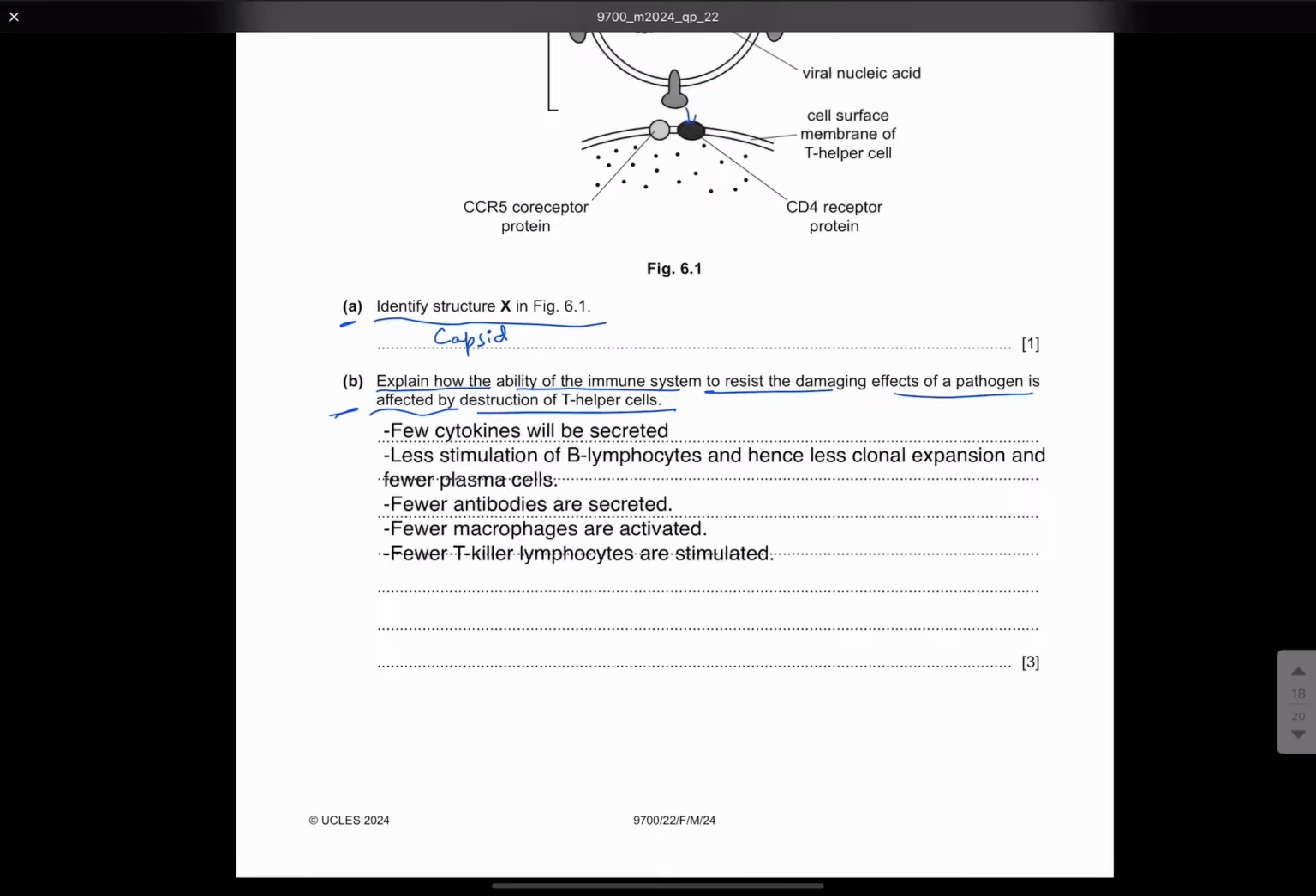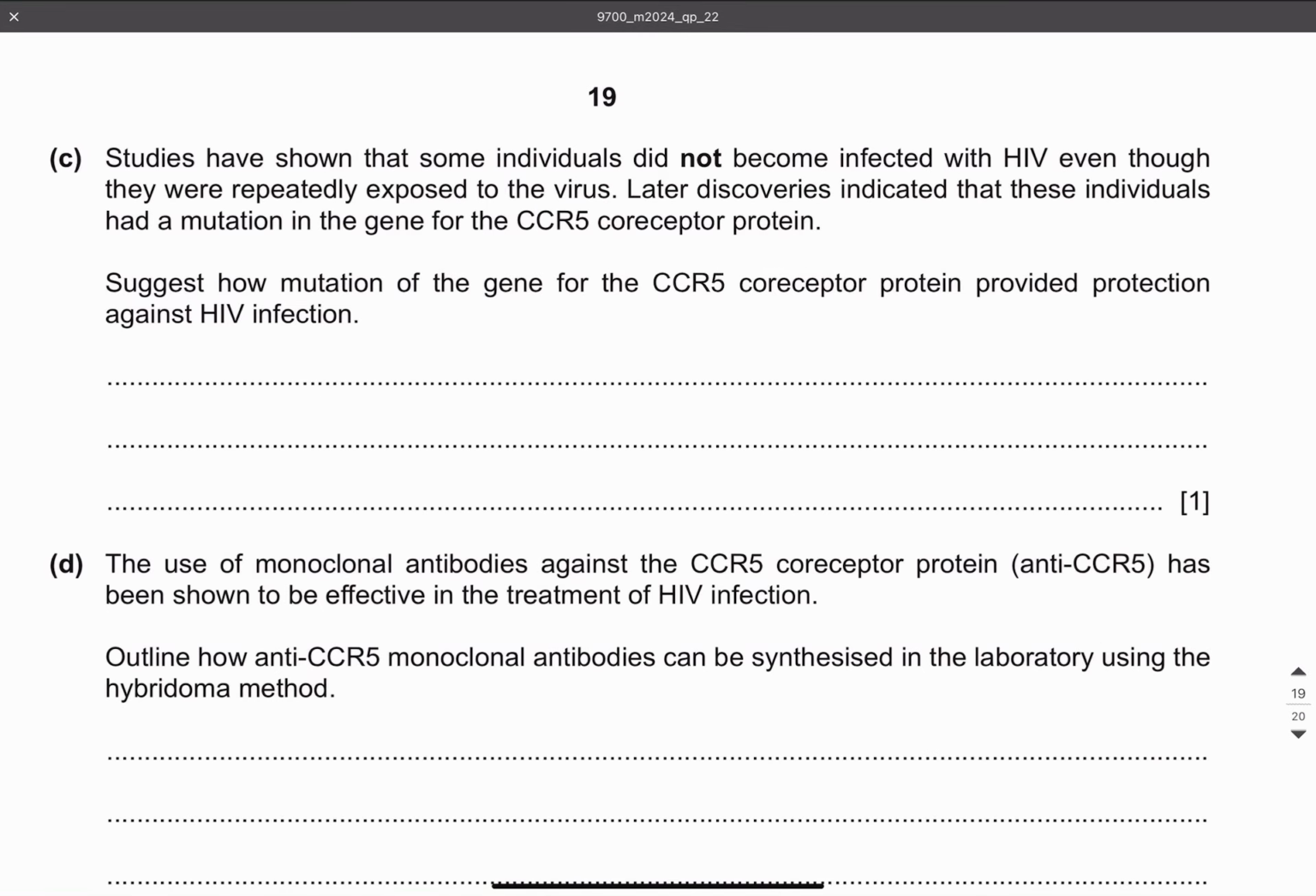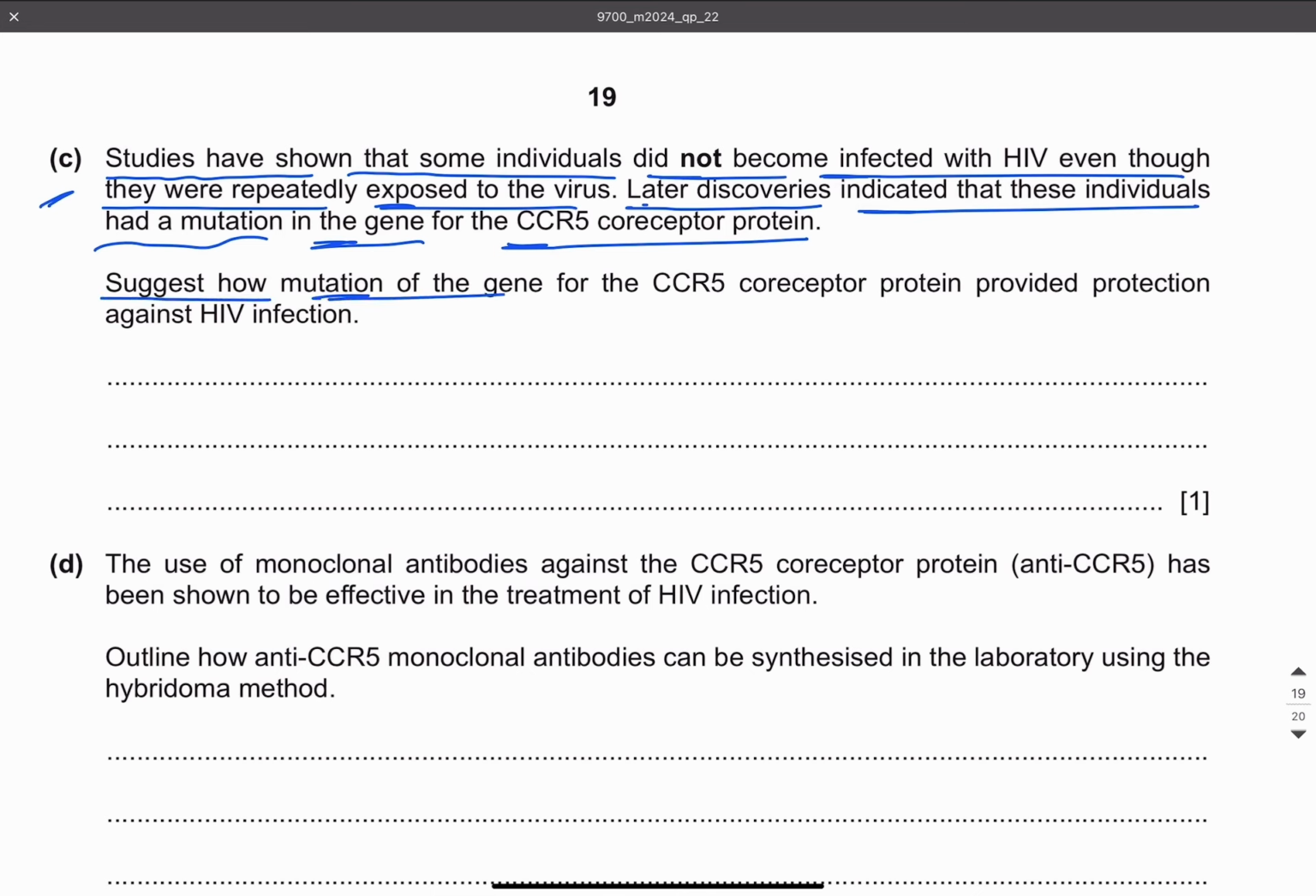Alright, let's move on to part C. Studies have shown that some individuals did not become infected with HIV even though they were repeatedly exposed to the virus. Later discoveries indicated that these individuals had a mutation in the gene for the CCR5 co-receptor protein. Suggest how the mutation of the gene for the CCR5 co-receptor protein provided protection against the HIV infection.